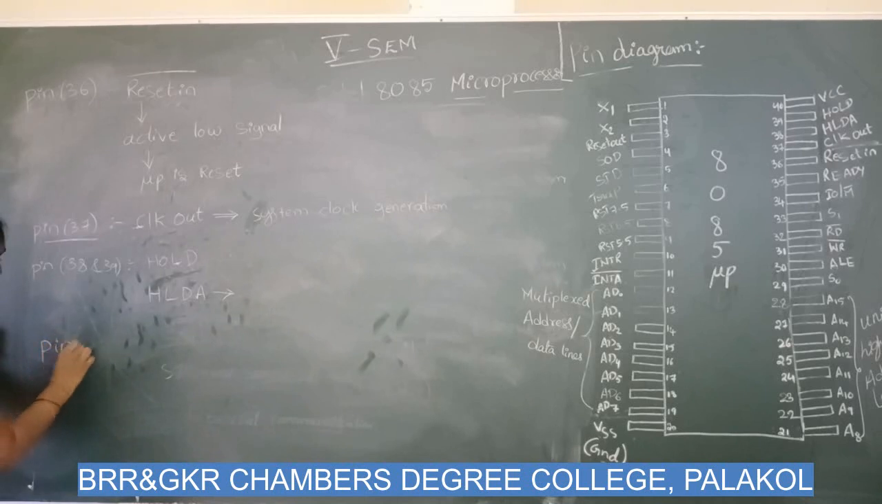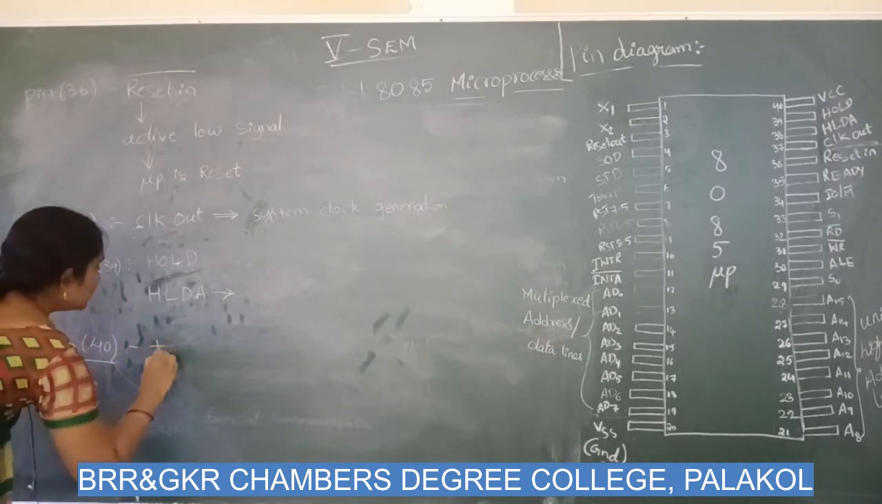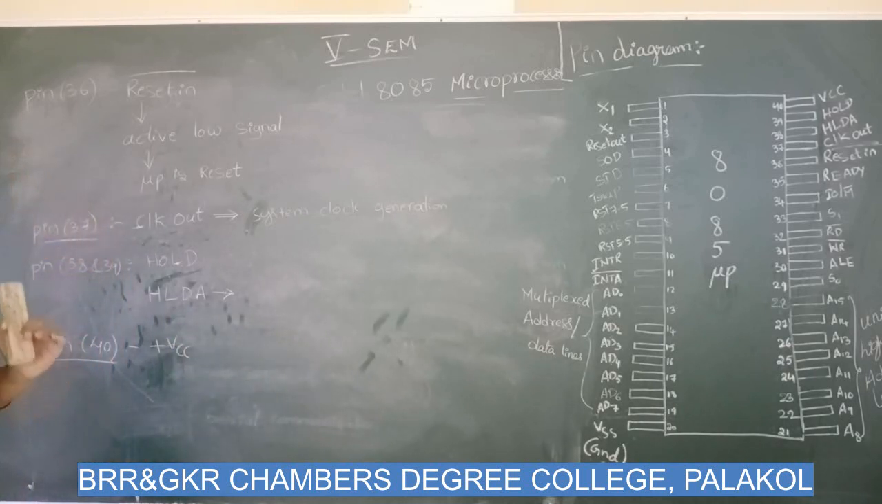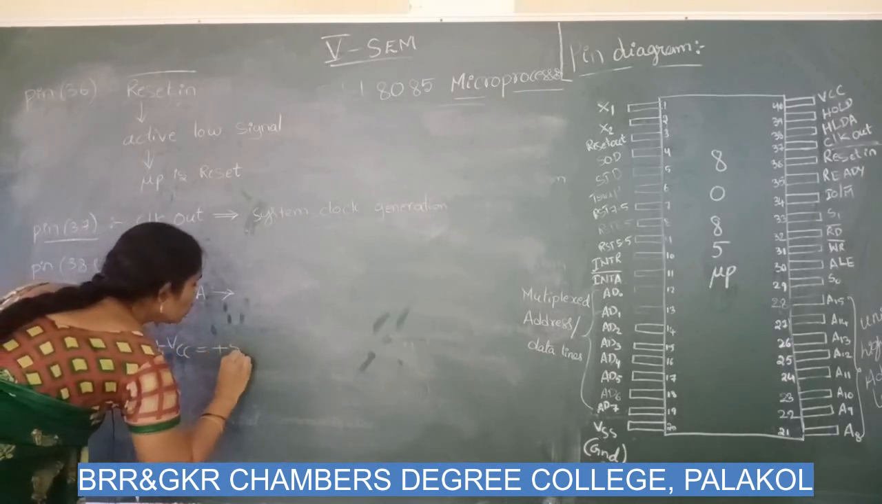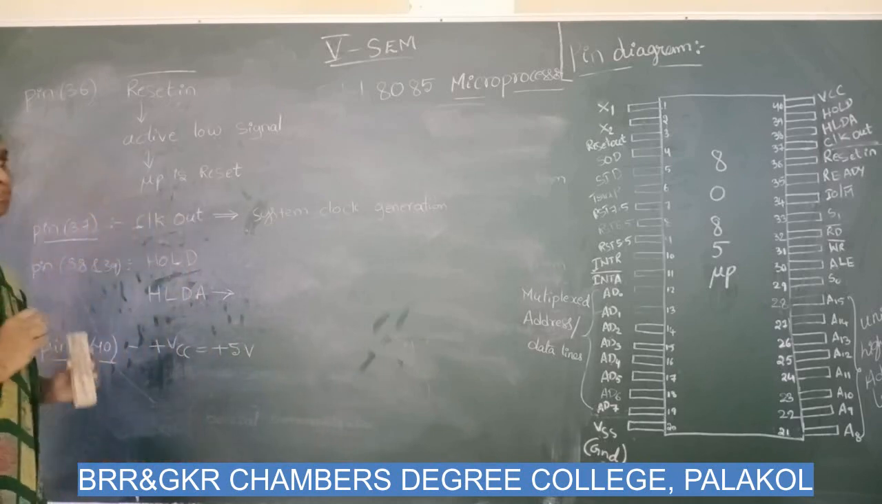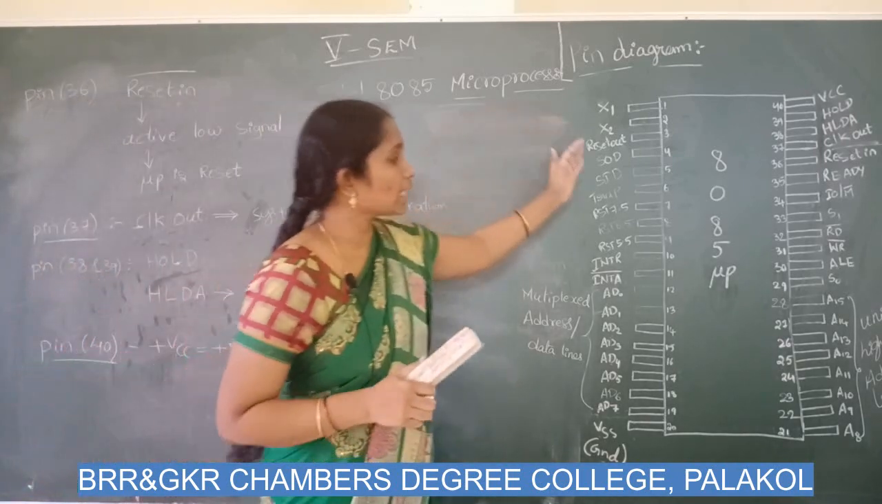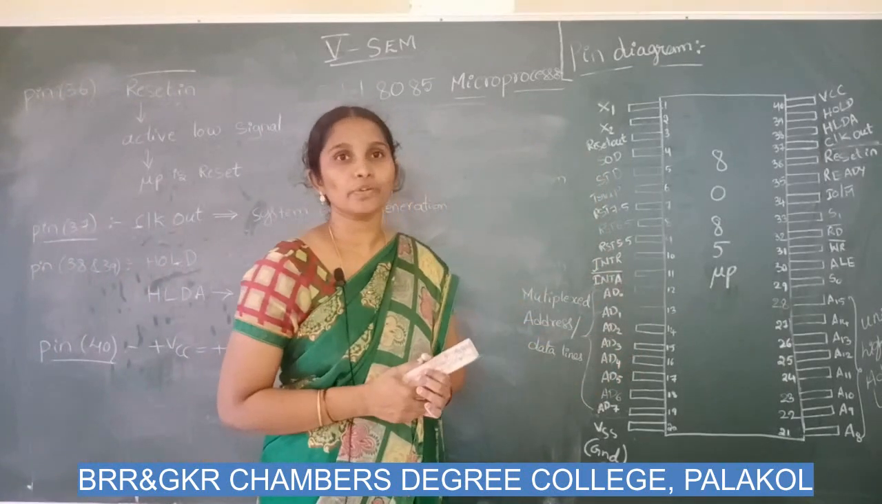After that, pin number 40 is plus VCC. That is the power supply required to operate the microprocessor, plus 5 volts. These are the pin descriptions of the 8085 microprocessor.